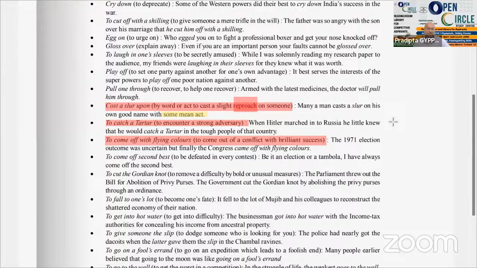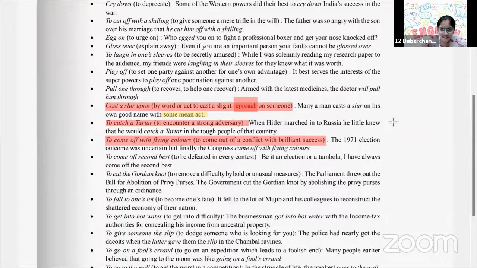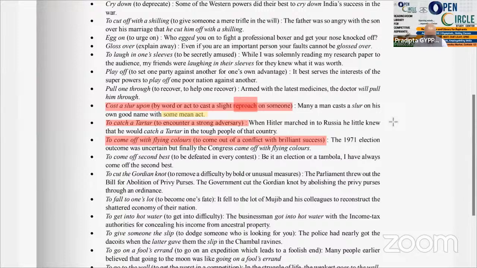Very good. Now, to catch a tartar means to encounter a strong adversary, to become a strong enemy. Encounter means face. Sir, what do you mean by tartar? Not tart, tartar. Have you ever heard this word before?